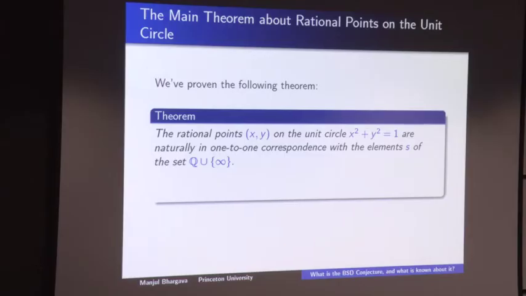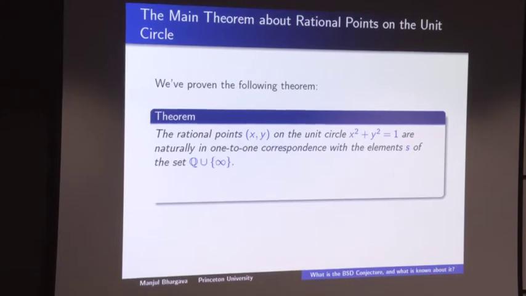And so that's the main theorem about rational points on the unit circle. What we've proven is that the rational points (x, y) on the unit circle x squared plus y squared equals 1 are naturally in one-to-one correspondence with elements s in the set of rational numbers Q, together with infinity.